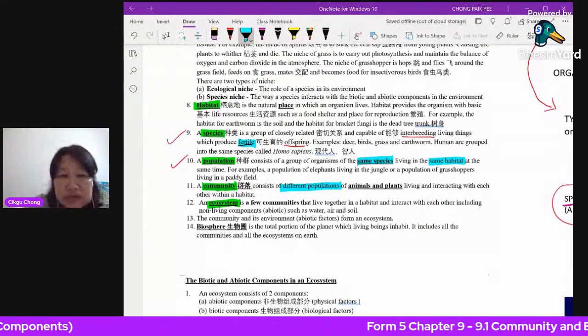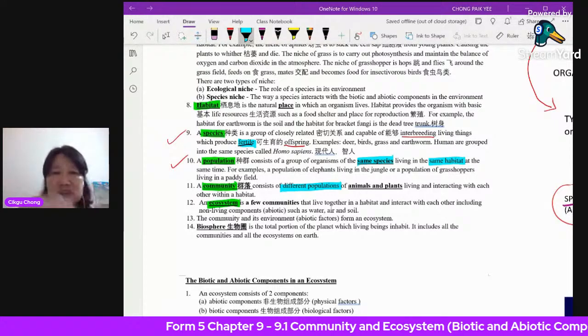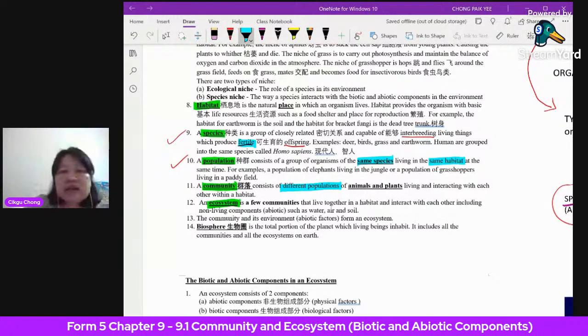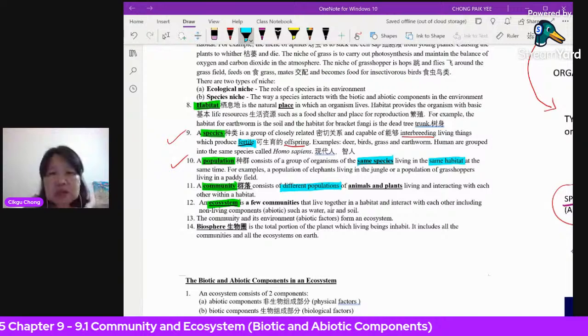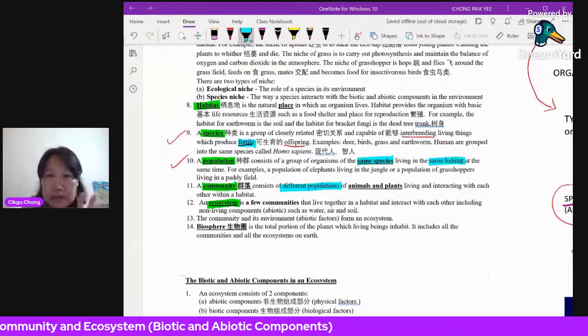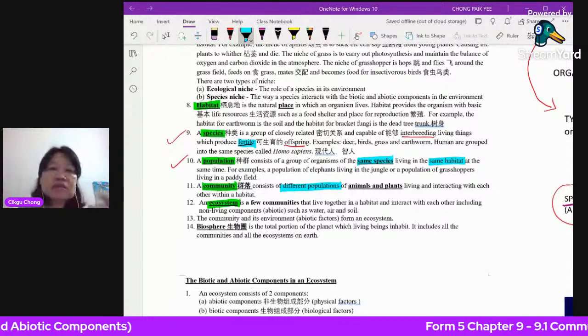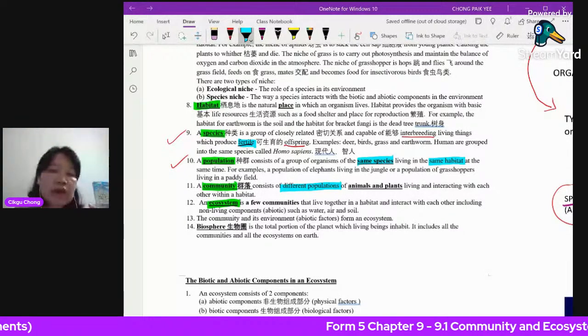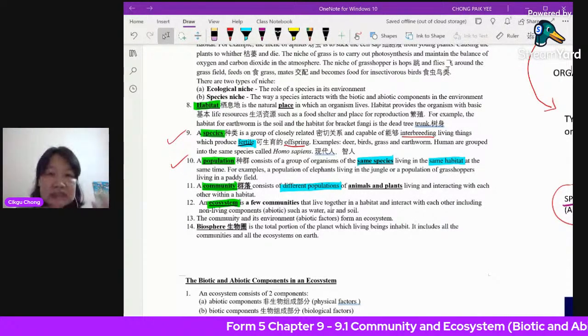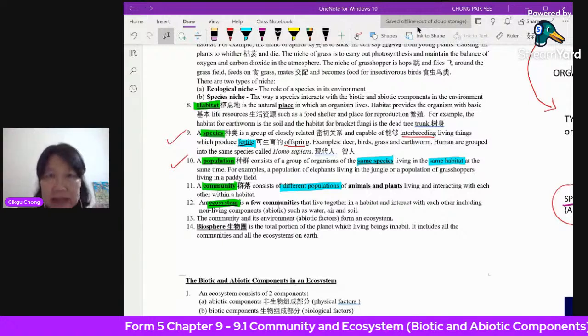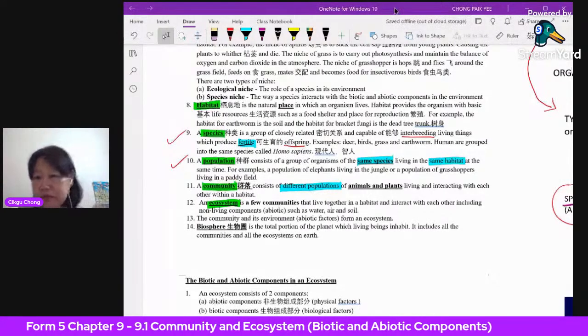So same species for a population, but a community is different populations, including your animals and plants. So they are all living things. You're talking about living things at the moment. You haven't talked about the non-living things yet. So a community consists of different populations of animals and plants staying in the same habitat, okay? All right, everything clear?